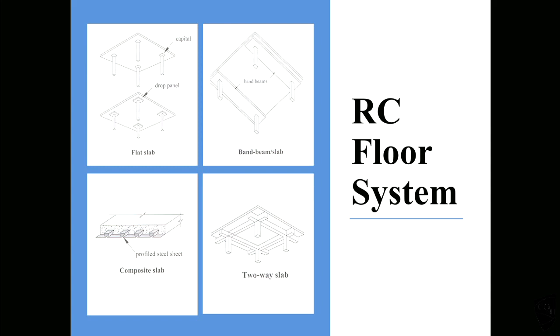So the second one is a band beam. You can see the width of the beam is quite large compared to the depth. So that is called a band beam. Normally the band beams are used in one-way slabs generally.